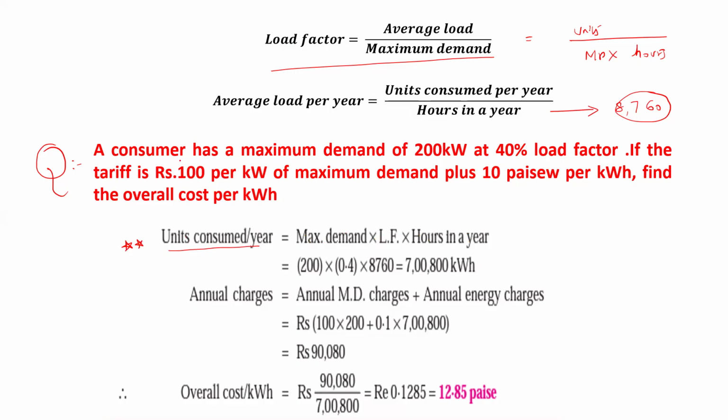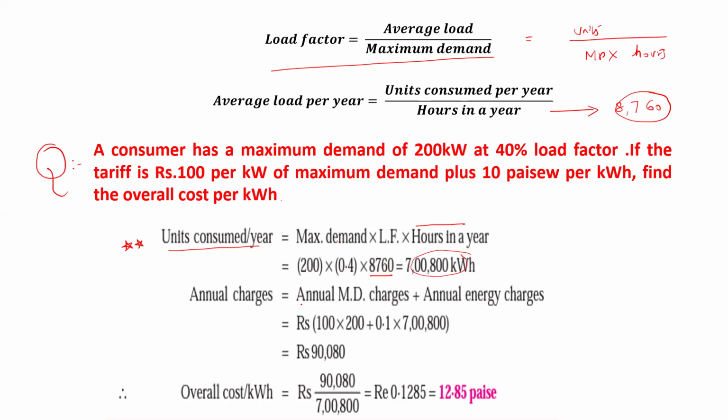That may be helpful in order to solve this numerical. They have given a numerical like this. A consumer has a maximum demand of 200 kilowatts at 40% load factor. If the tariff is rupees 100 per kilowatt of maximum demand plus 10 paise per kilowatt hour, find the overall cost per kilowatt hour. Just observe. I know the formula. Units consumed per year is equal to maximum demand into load factor into hours in a year. Hours in a year is 8,760. Load factor 40% is 40 by 100, that's 0.4. Maximum demand is 200. Then I can identify the number of units consumed per year.